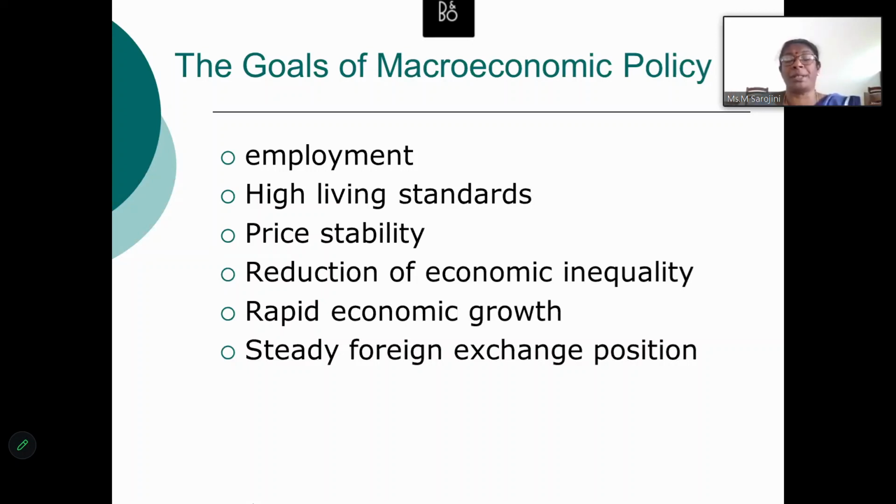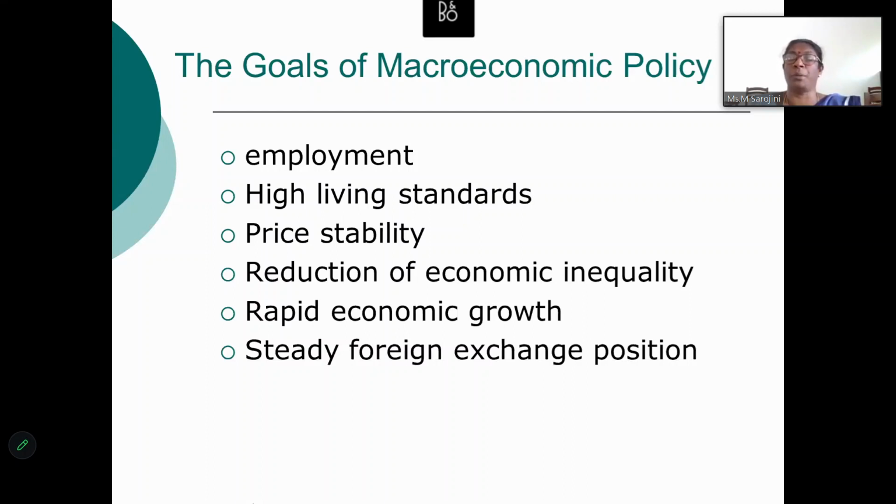And the next one is the reduction of economic inequality. What is inequality? Not equal. A high deviation between rich and poor. Imagine rich people are always rich and poor people are always poor. There's a huge deviation. The deviation should be minimized or reduced.